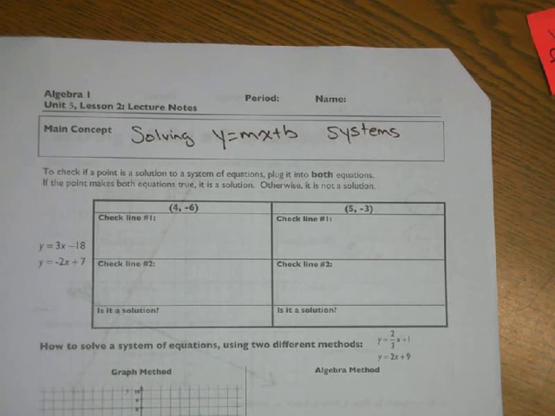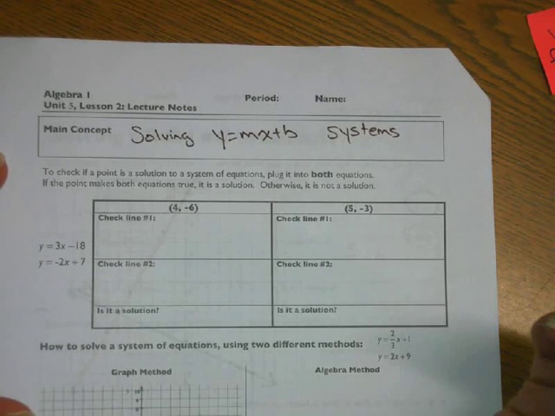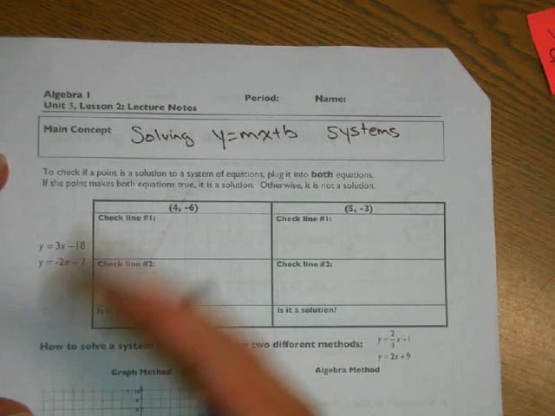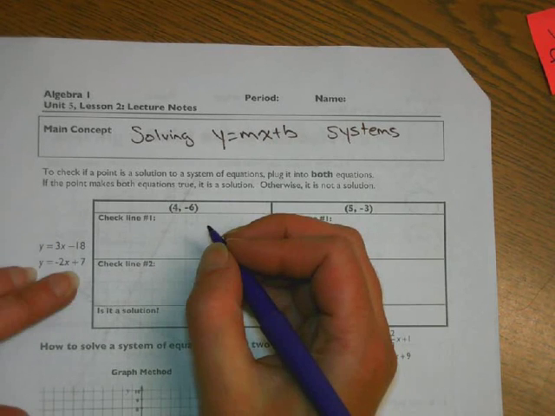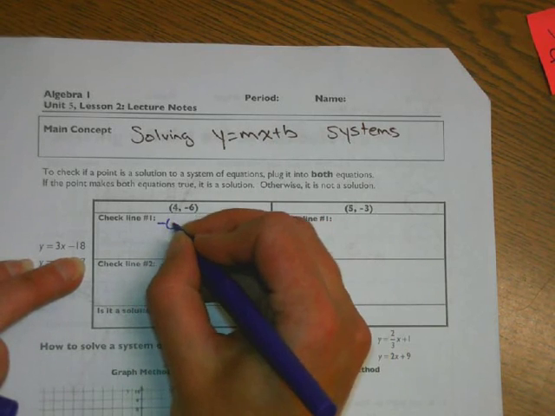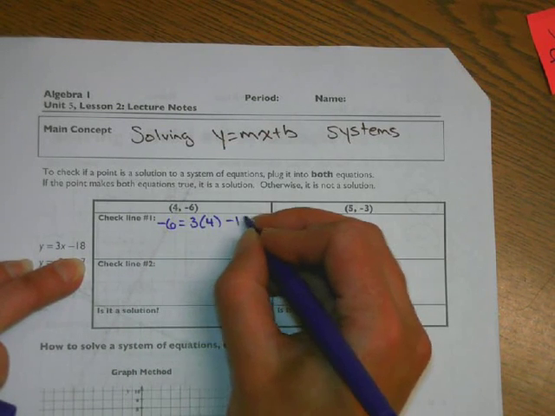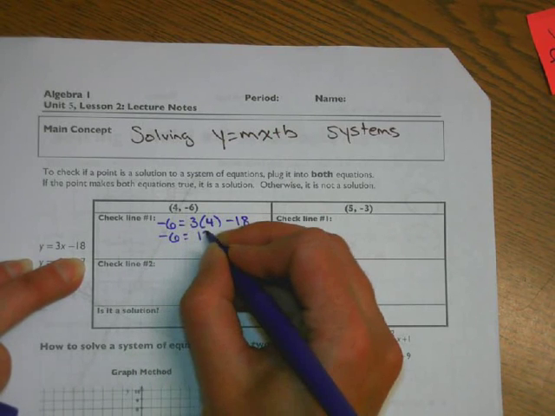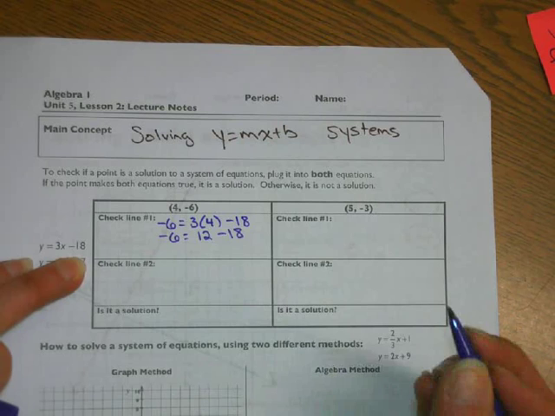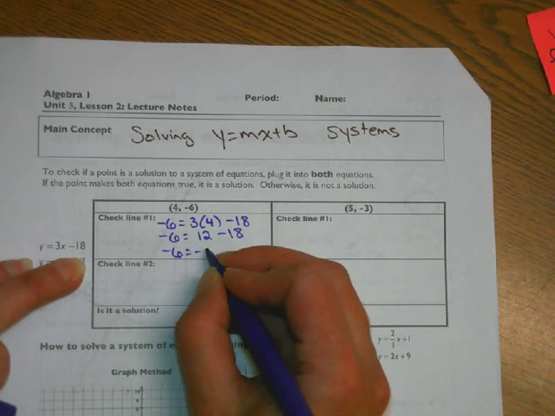Okay, so to check to see if a point is a solution, that means it's the x value that gives me the same y value on both lines. So I need to check it on both equations. So I'm going to plug in 4, -6 into both equations. Into line 1, -6 equals 3 times 4, goes in for x, minus 18. So that would be 12 minus 18. That's -6 equals -6. True.